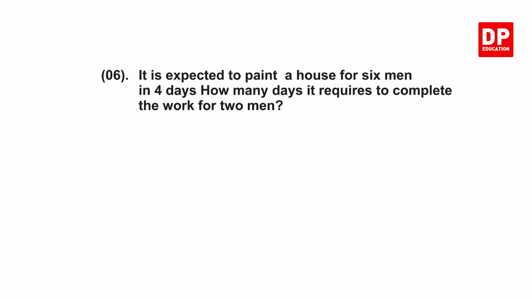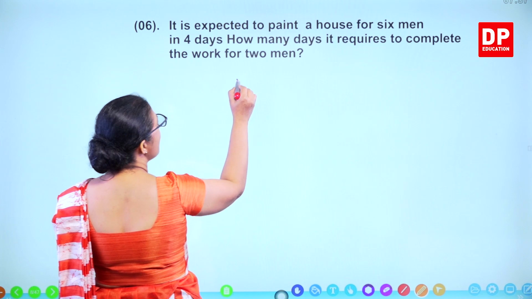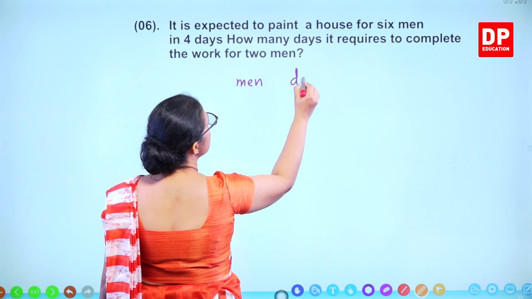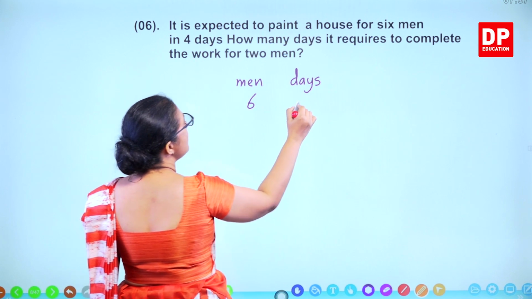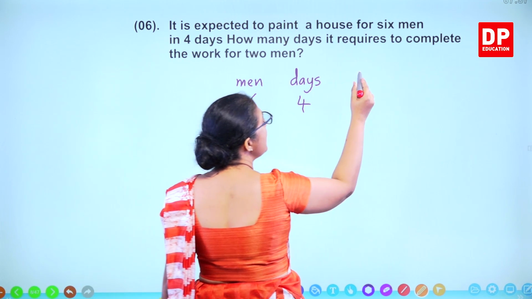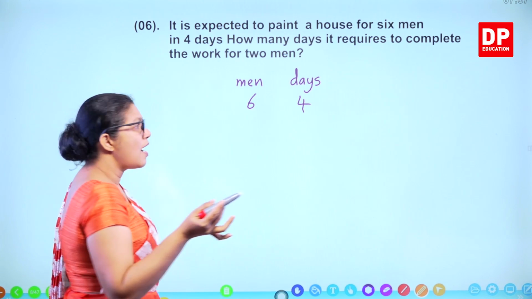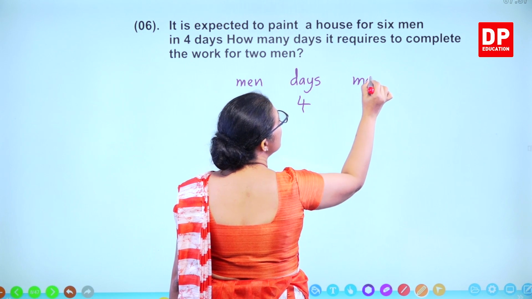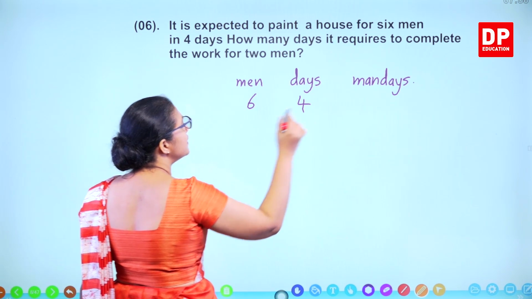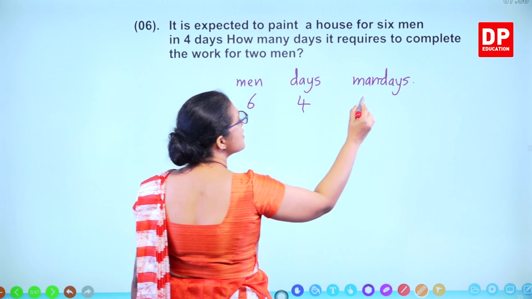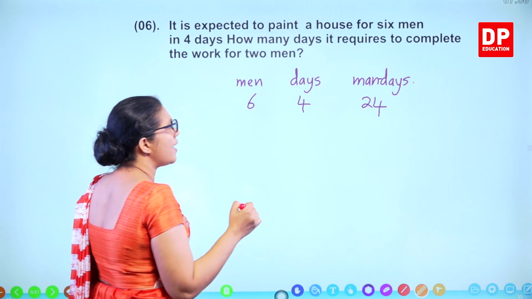Question number 6. It is expected to paint a house for 6 men in 4 days. How many days does it require to complete the work for 2 men? So you can write men and days. 6 men need 4 days. So to complete the full work, how many man days are required? 4 times 6, 24 man days required.